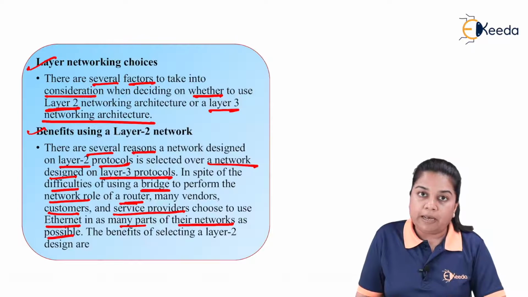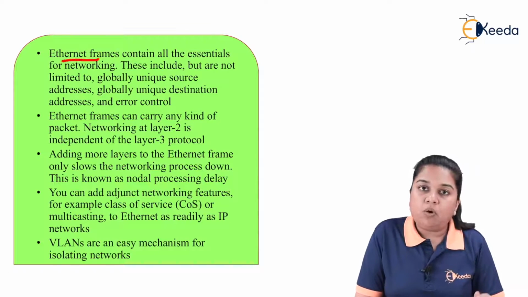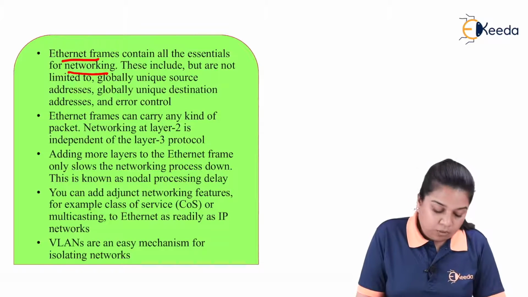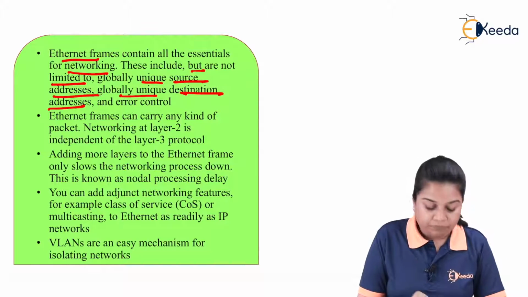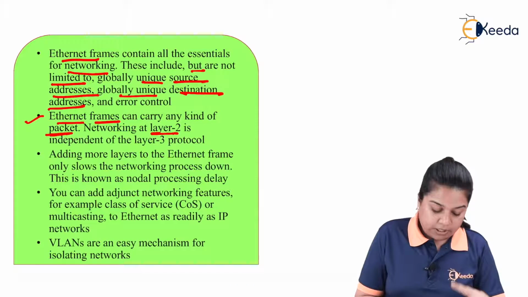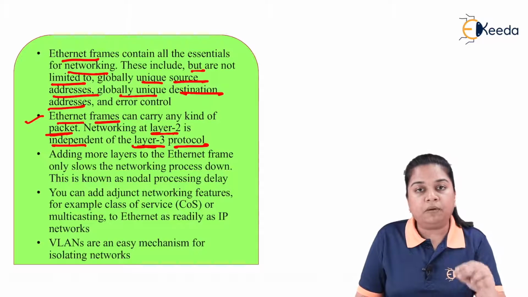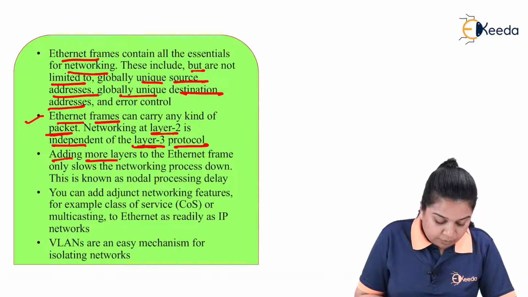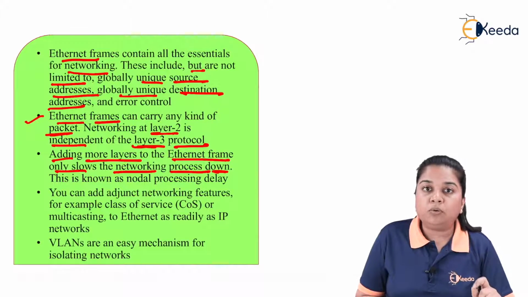The benefits of selecting layer 2 or L2 network design are: first one, Ethernet frames contain all the essentials for networking. These include but are not limited to globally unique source addresses, globally unique destination addresses and error control. Then the next benefit is Ethernet frames can carry any kind of packet. Networking at L2 or layer 2 is independent of the layer 3 protocol or L3 protocol if both of them are working simultaneously there. Adding more layers to the Ethernet frame only slows the networking process down. This is known as nodal processing delay.